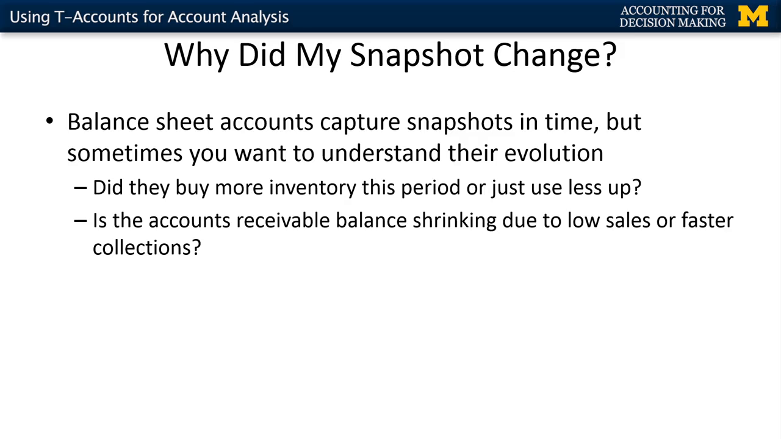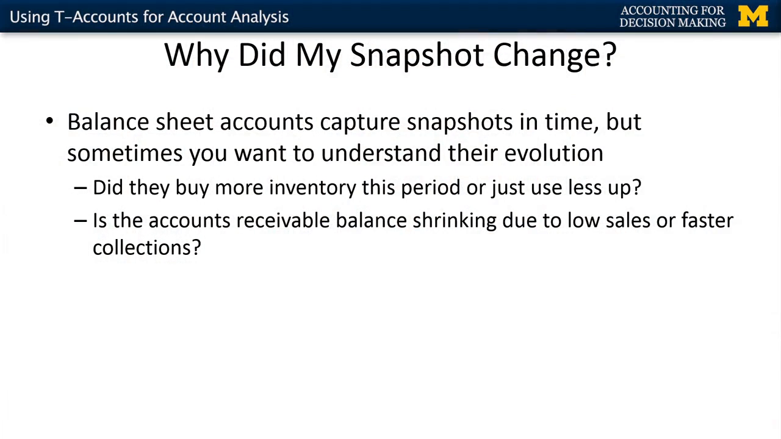Let's think of another question. Maybe the accounts receivable balance was shrinking for the company. You're trying to figure out, is this because sales are down and the company's really heading into a slump? Or is this because they have faster and more effective collections? We can look at the evolution of the account again to get some better sense of what's going on in the company. If credit sales are shrinking, this might indicate a weakness in the future, versus if they're more effectively collecting on their accounts, that might tell us that they've enhanced their operational efficiency.